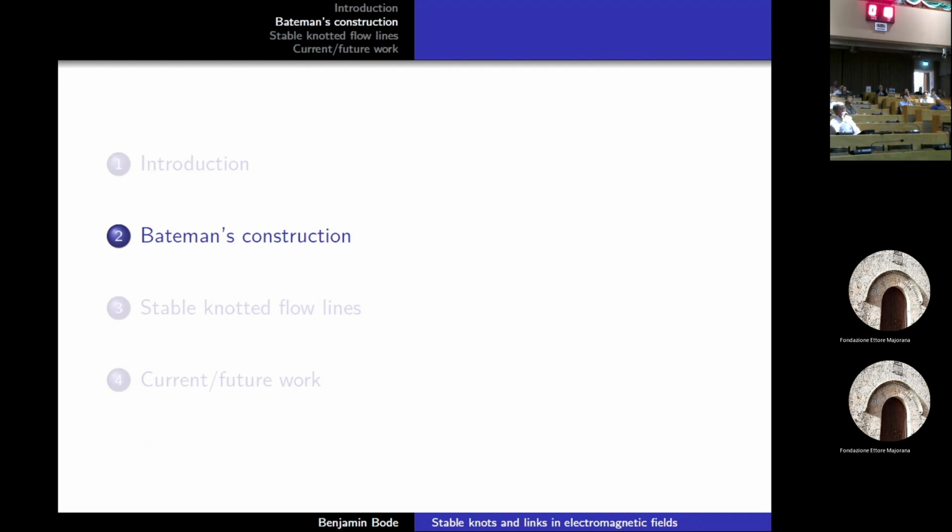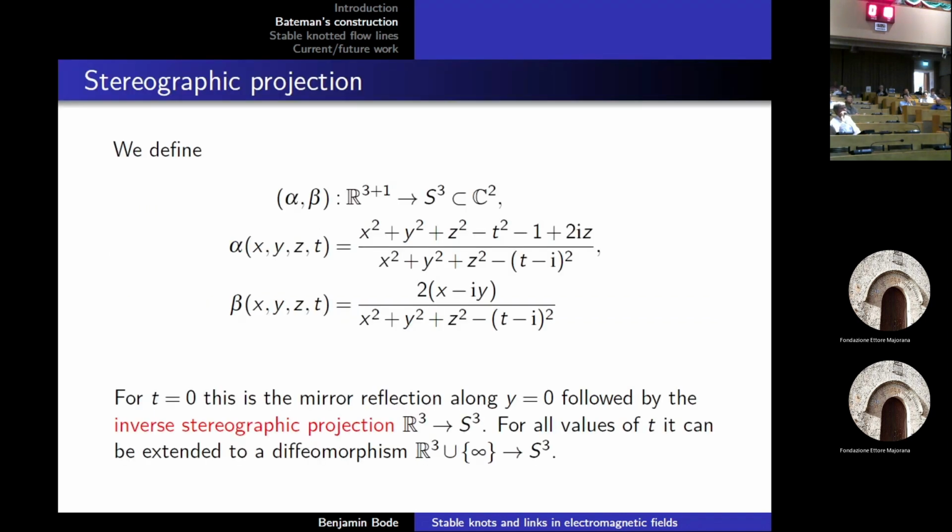Okay, so now I'll talk about Bateman's construction. And for that, I first need this function alpha beta. So this is a function from R3 plus 1 to the 3 sphere, where I think of the 3 sphere of unit radius as sitting inside C2. So both alpha and beta are functions that take values in the complex numbers. And when you take the moduli squared and add them together, you always get 1. So the image is on the unit 3 sphere. And they have these explicit formulas, which is not that important. The important part is the geometric interpretation of these maps.